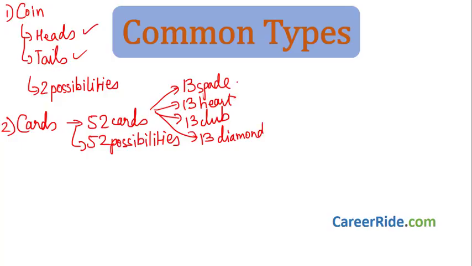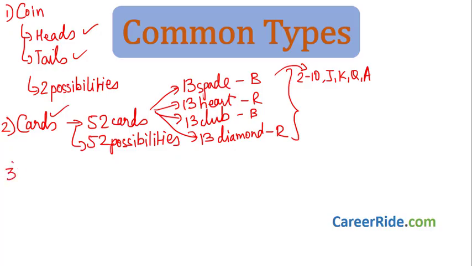Out of that, spade is black, heart is red, club is black and diamond is again red. So 26 red cards, 26 black cards. For each suit we have cards numbered from 2 to 10, there is a jack, a king, a queen and an ace. So problems or numericals can be asked based on cards.